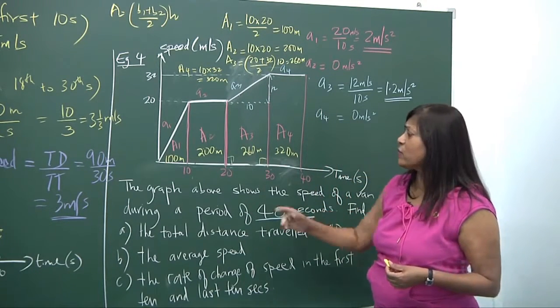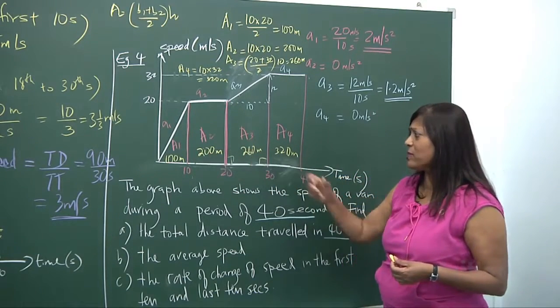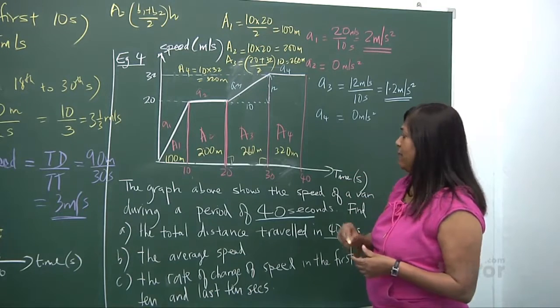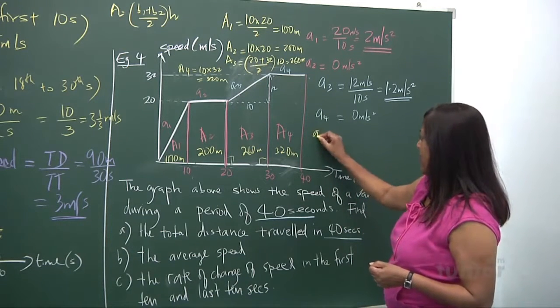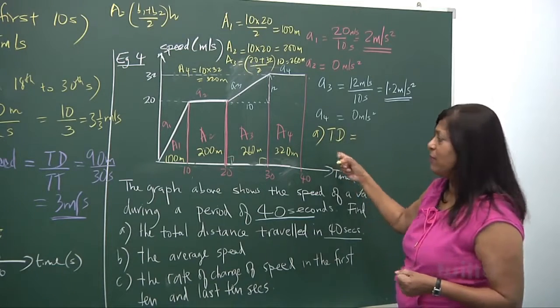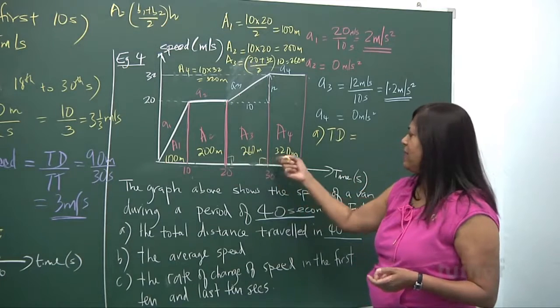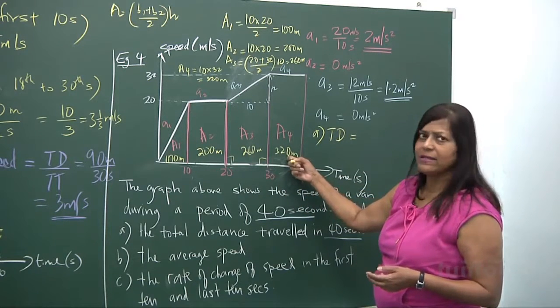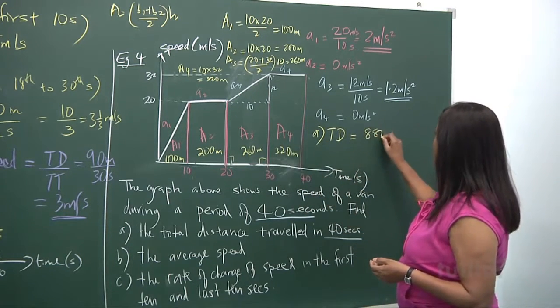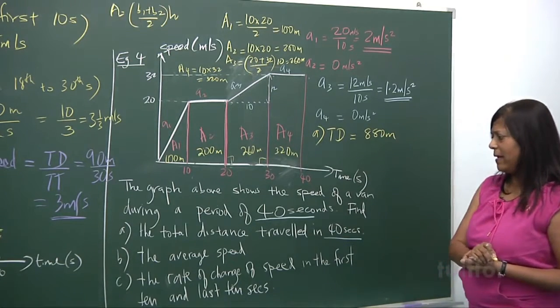So the total distance traveled will be 100 plus 200 plus 260 plus 320. What will that be? In section A, total distance, TD, please write it in full: 300, 560, 580, 880 meters traveled. That's part A.